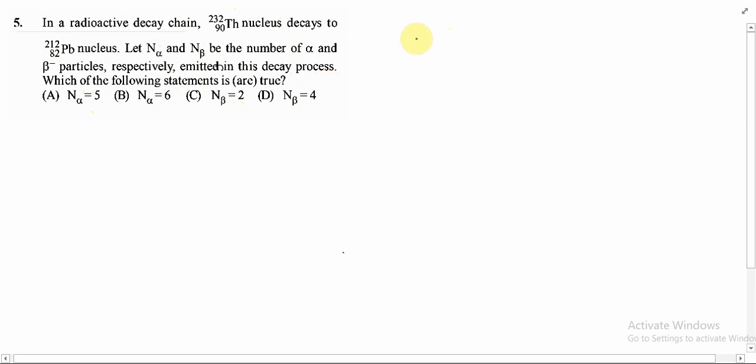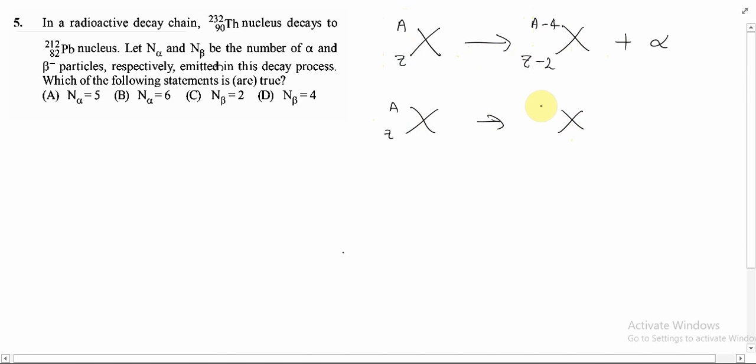In order to solve this question, you have to know two things. If an atom is represented by the letter X, A is its mass number and Z is its atomic number, then if it emits an alpha particle, the mass number gets reduced by 4 and the atomic number gets reduced by 2. If the same nucleus undergoes a beta emission, there is no change in the mass number, but the atomic number gets increased by 1.